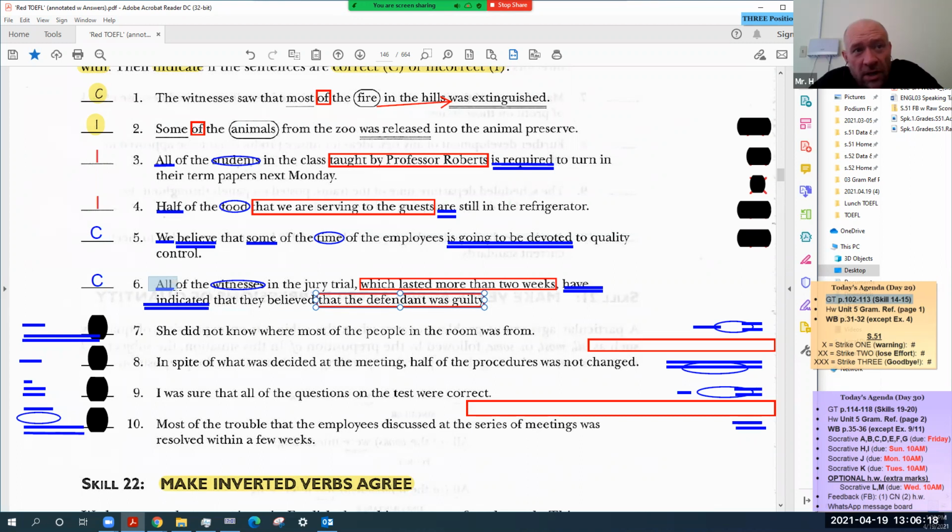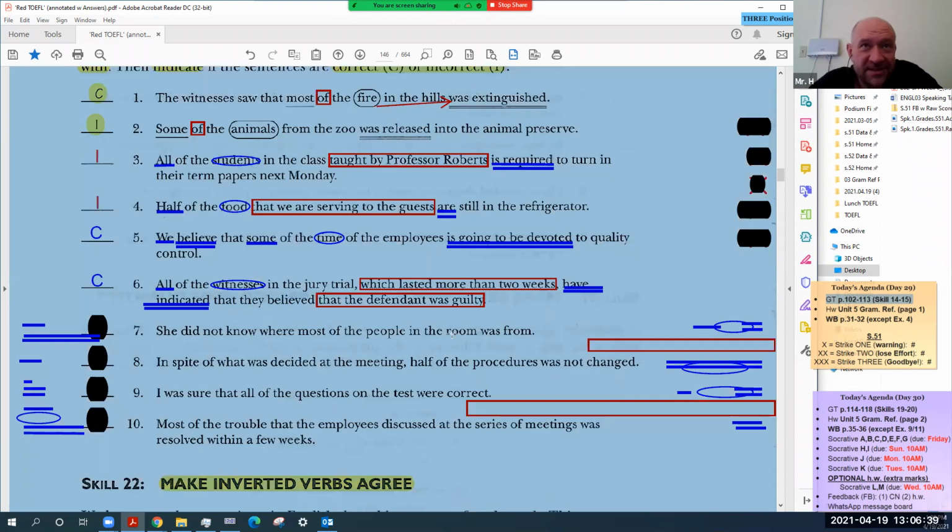You have all, this is the first one, right? They have all indicated. So that's 1 clause. And then here's a clause here, which lasted. And then you have a clause here and a clause here. So we have 4 clauses. This sentence has 4 clauses.